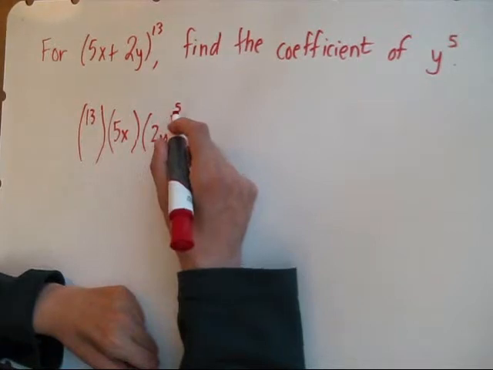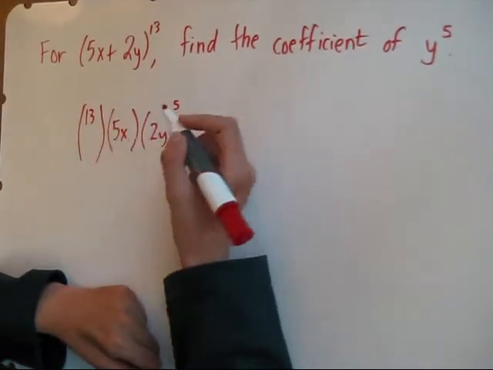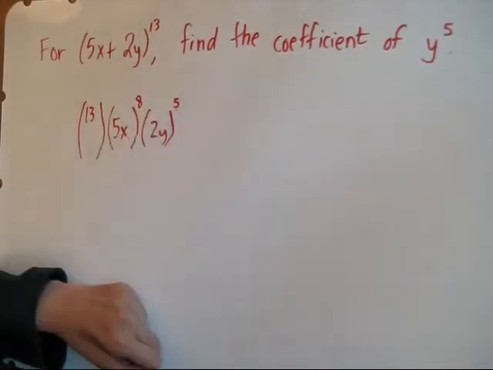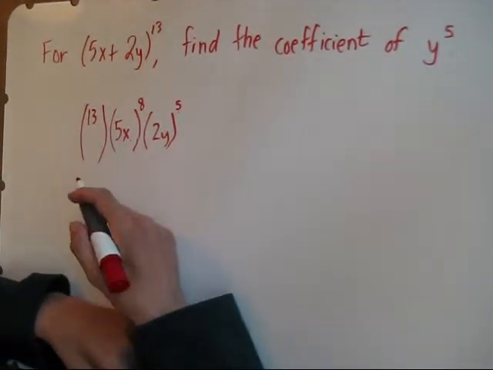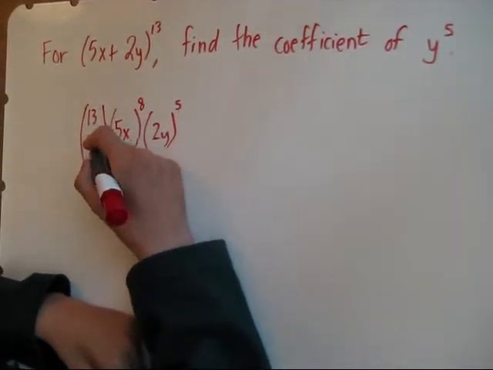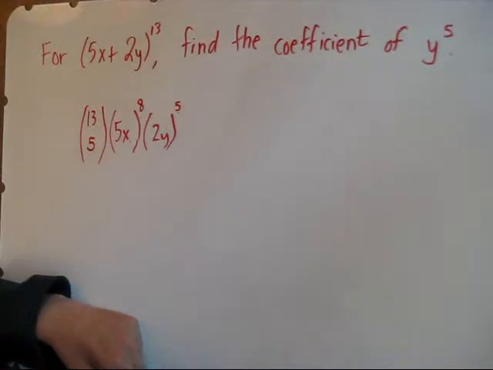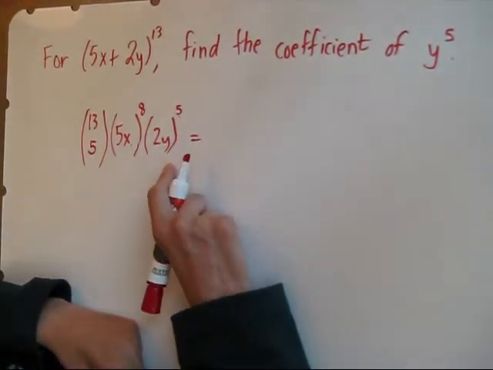Now the exponents of your 5x and 2y have to add to be 13. So this has got to be to the 8th power. And then for our bottom number, we can do 13 choose 8 or 13 choose 5. It doesn't matter, they're the same number. I'll just put a 5. Okay, so let's find out what this is.